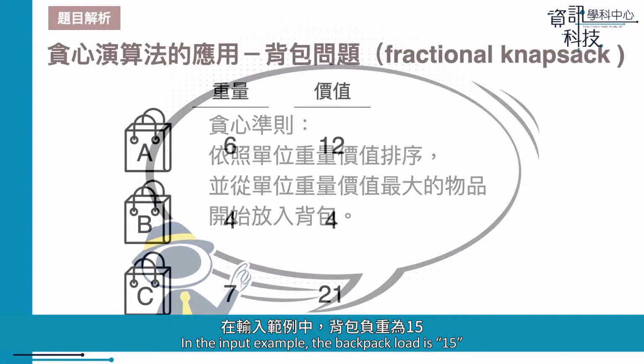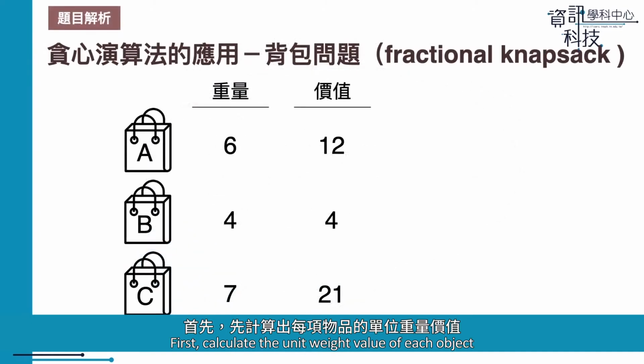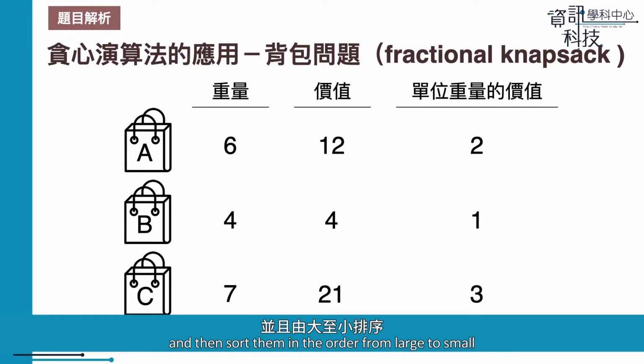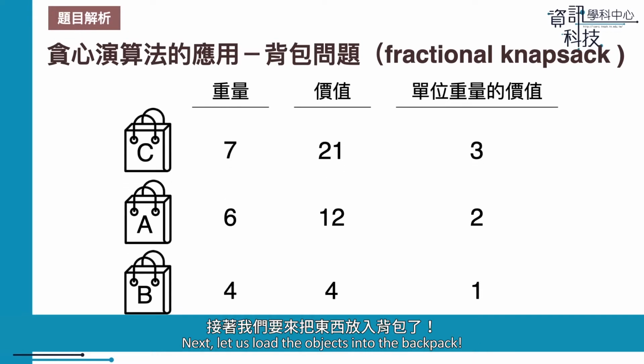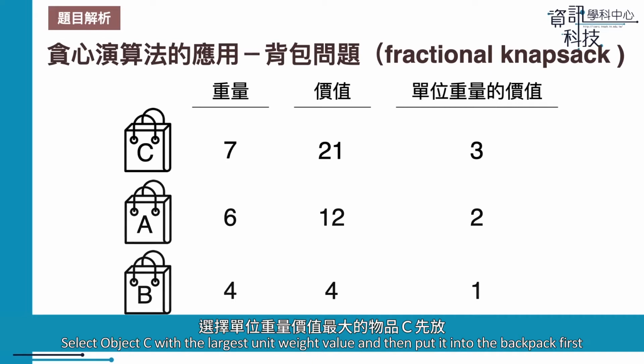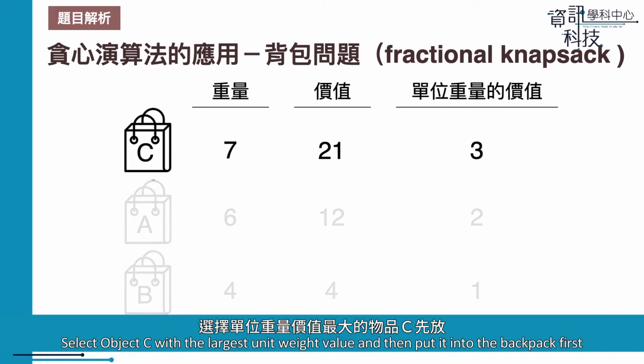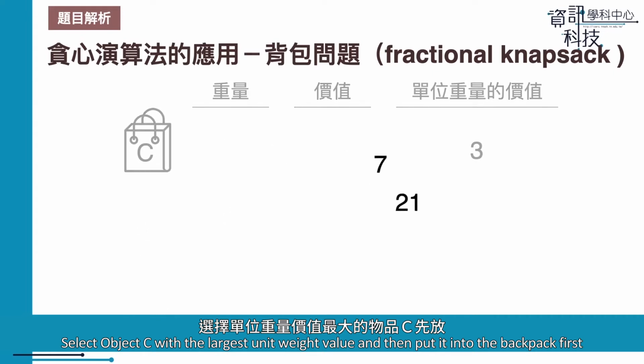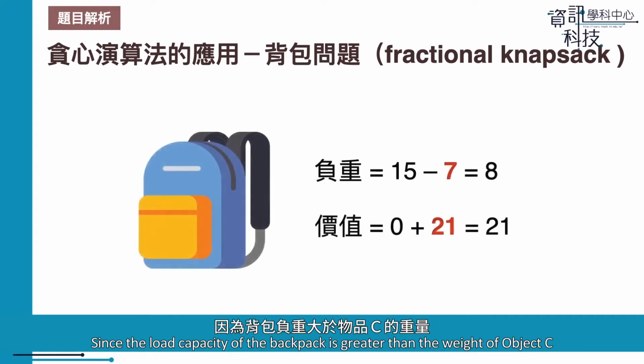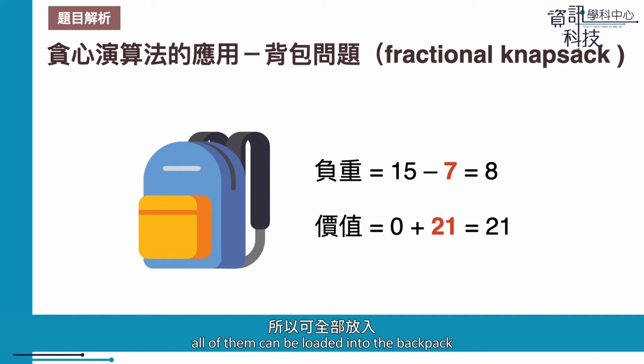In the input example, the backpack load is 15. First, calculate the unit weight value of each object, and then sort them in the order from large to small. Next, let us load the objects into the backpack. Select Object C with the largest unit weight value, and then put it into the backpack first. Since the load capacity of the backpack is greater than the weight of Object C, all of them can be loaded into the backpack. The remaining load capacity of the backpack is calculated as 15 minus 7 equals 8, and its value is 0 plus 21 equals 21.